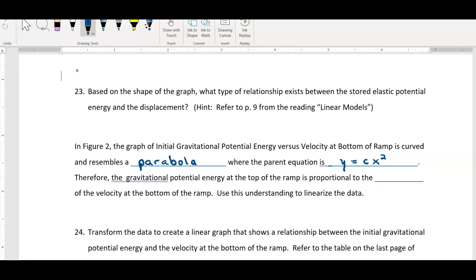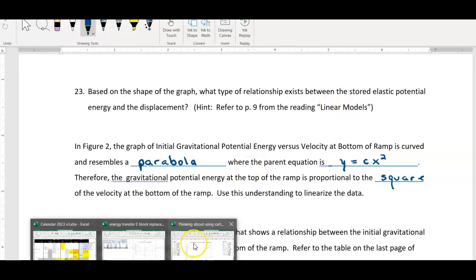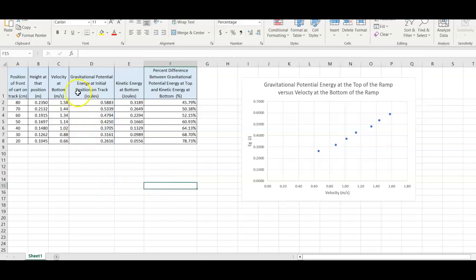So that means the gravitational potential energy at the top of the ramp is proportional to the square of the velocity at the bottom of the ramp. And we're going to use that understanding to linearize our data. Okay, so I'm going to go back to Excel, and I'm going to copy these two columns, just the columns that have the velocity and the gravitational potential energy. The cells in these columns both have formulas. Well, maybe the velocity doesn't, but the EG was calculated.